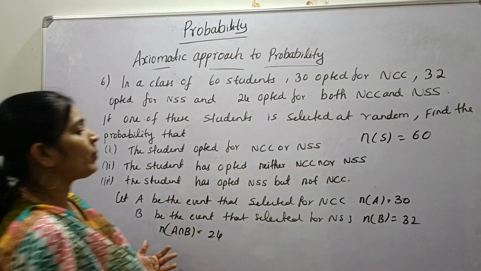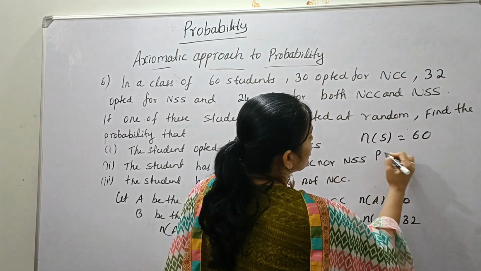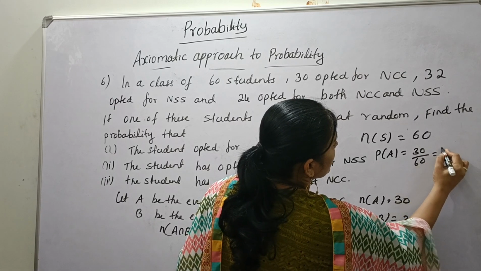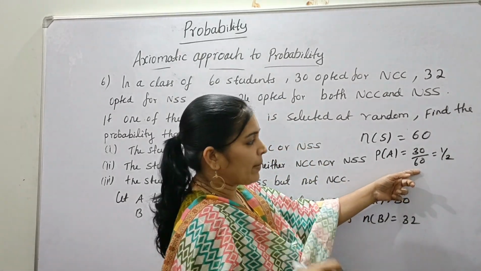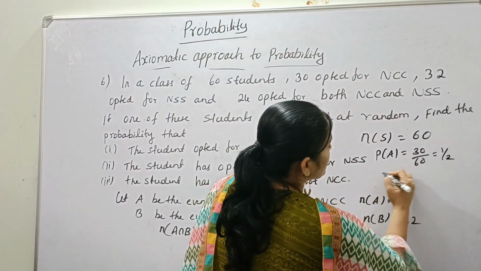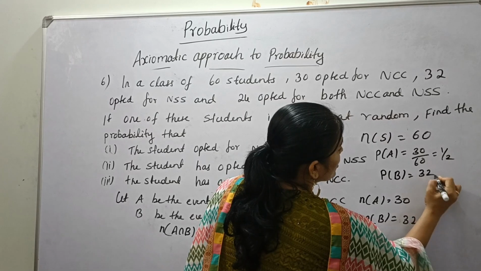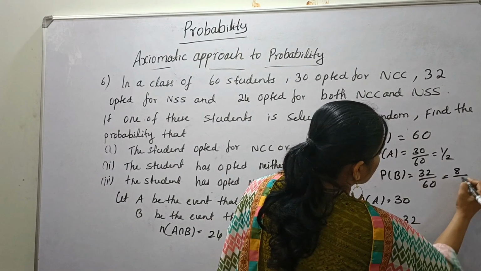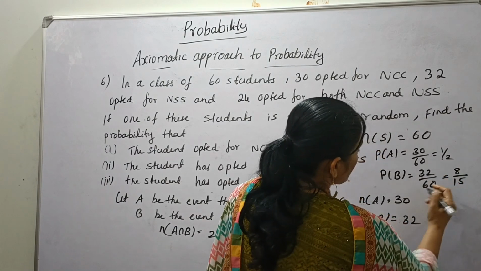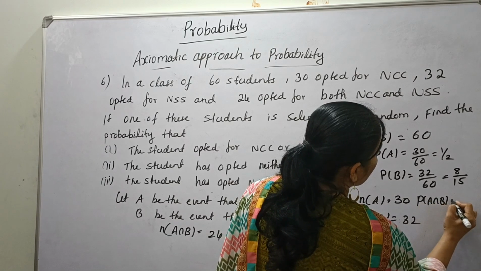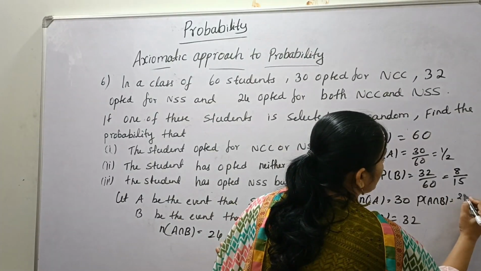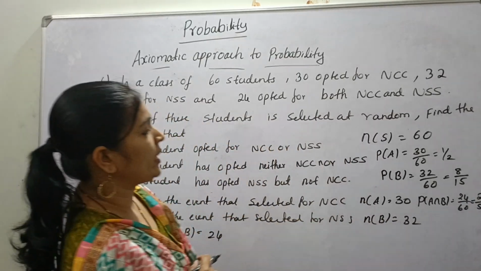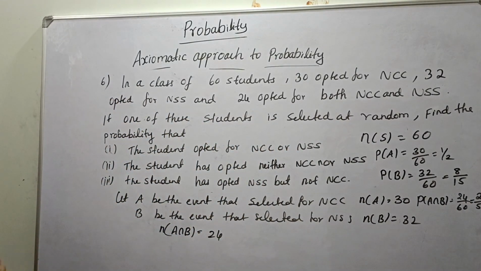Now let us find the probabilities. Probability of S is 1. Probability of A is equal to 30 divided by 60, that is 1 by 2, where 60 is the number of elements in the sample space. Probability of B is equal to 32 divided by 60, that is 8 by 15. Probability of A intersection B is equal to 24 by 60, that is 2 by 5. So here we have got probability of A, probability of B, and probability of A intersection B.